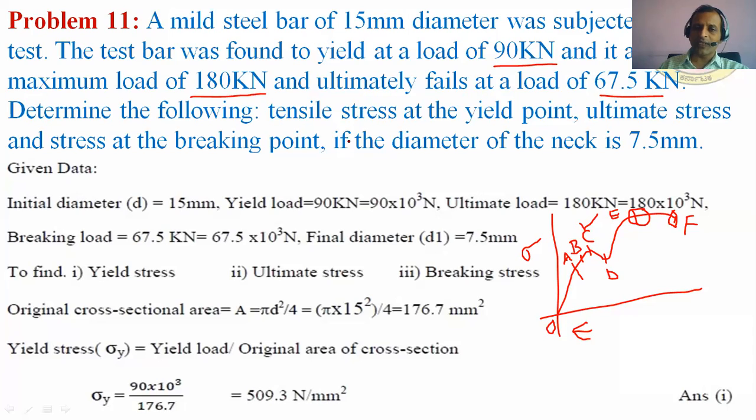After giving all this, what is he asking? The tensile stress at the yield point, the ultimate stress and the stress at the breaking point, if the diameter of the neck is 7.5 mm. He is giving a 7.5 mm neck diameter. Neck diameter means that at the breaking point, neck formation happens.